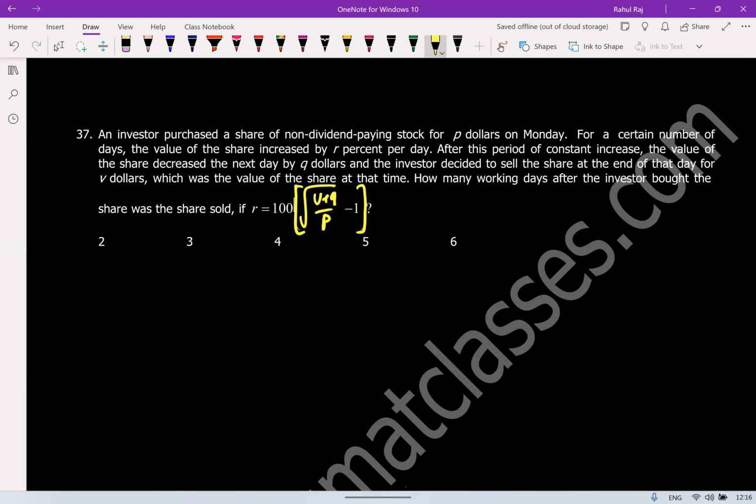This information is given to you in the question, that is R is equal to 100 into root of V plus Q by P minus 1. I've told you right in the first class on the day of data sufficiency, when we were doing inequality, that if there is some information that is given to you in the question, it is not to joke around. There is a meaning as to why it is given to you in the question.